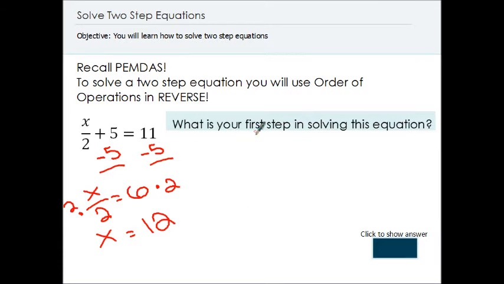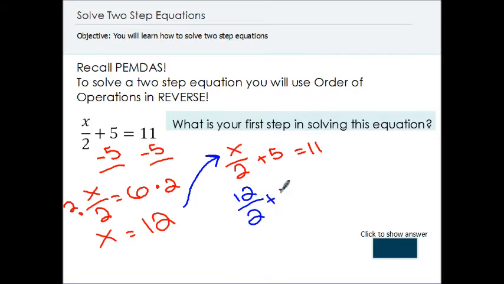Now again, we always want to check our work. So we have x over 2 plus 5 equals 11. We said x equals 12, so wherever I see an x in my original problem, I'm going to plug in the 12. So I'm going to plug in 12 over 2 plus 5 equals 11. The only thing I changed is the x to a 12, and I kept everything else the same.